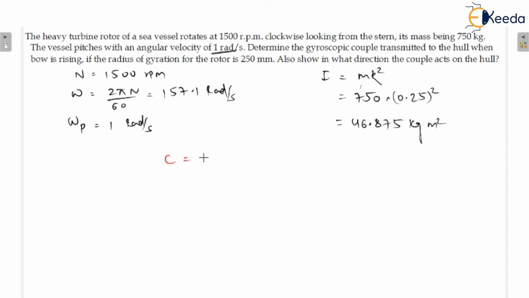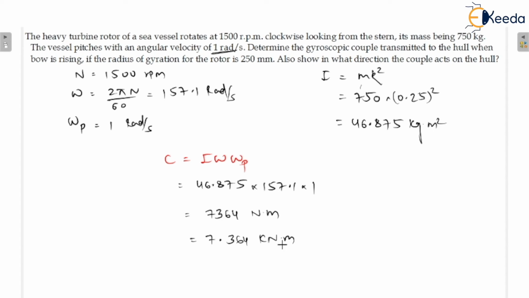We know that gyroscopic couple is equal to I omega omega p. What is the value of I? 46.875, and omega is 157.1, and omega p is 1. From here you can calculate the value, that comes out to be 7364 Newton meter, that is 7.364 kilonewton meter. Okay, so that would be the gyroscopic couple.